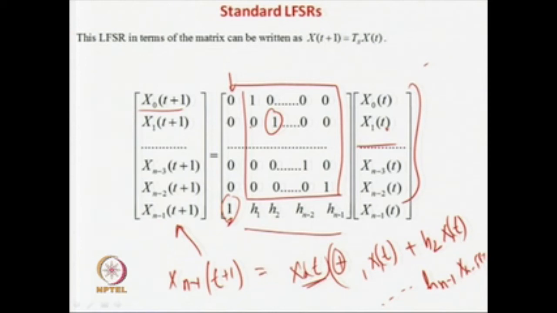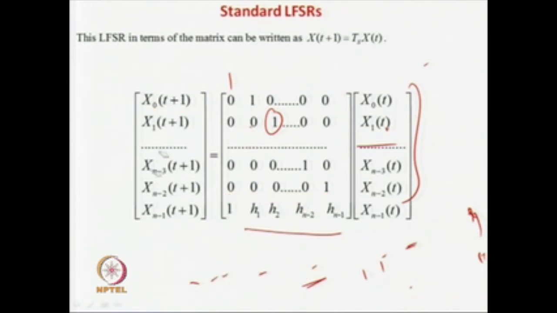Then all the others may not be liking to give a feedback, so they will be all 0, and maybe this h(n-1) may want to give a feedback. So it will be another XOR, then h(n-1) is 1, so you will have x(n-1)(t). So this is also going to give a feedback. This is how this matrix form also generates, or represents, this circuit.